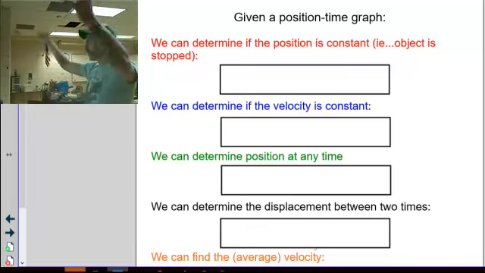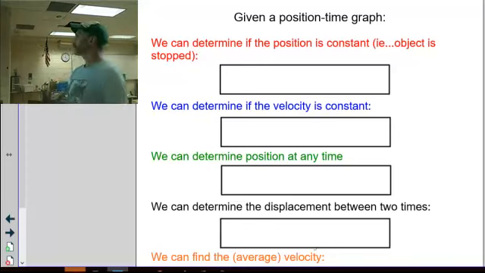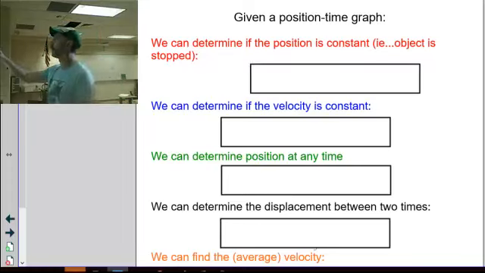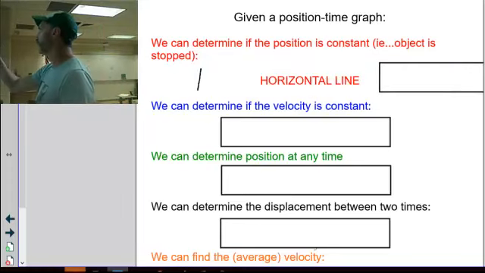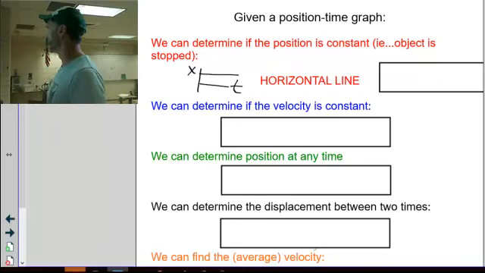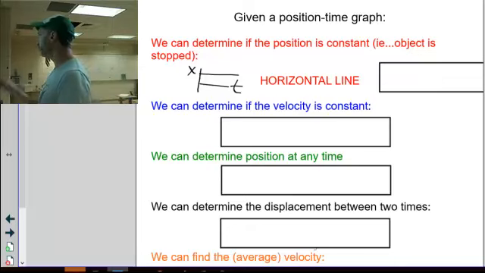Oh, all right. So I forgot. I do have one more slide here. All right. So if we're given a position time graph, what can we do? Well, you can determine if the position is constant. In other words, if the object is stopped. We just saw that, right? You'll get a horizontal line. Your graph, position, time, your graph will be a horizontal line, showing constant position. All right.